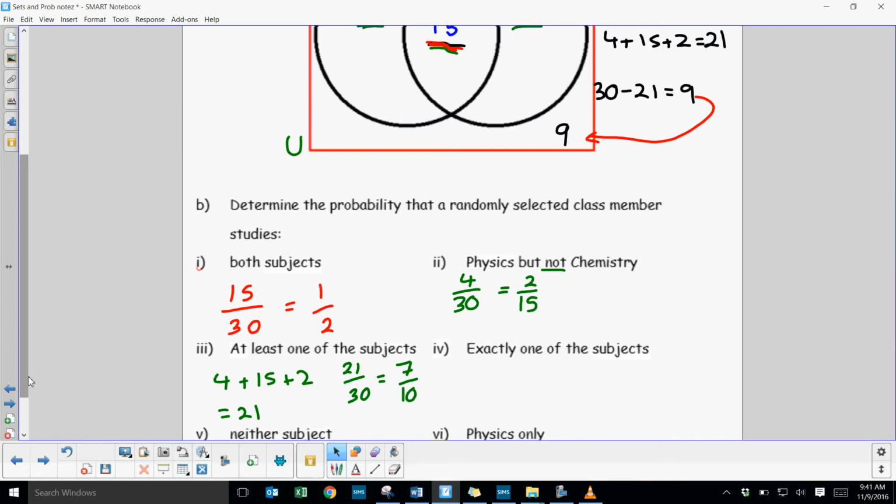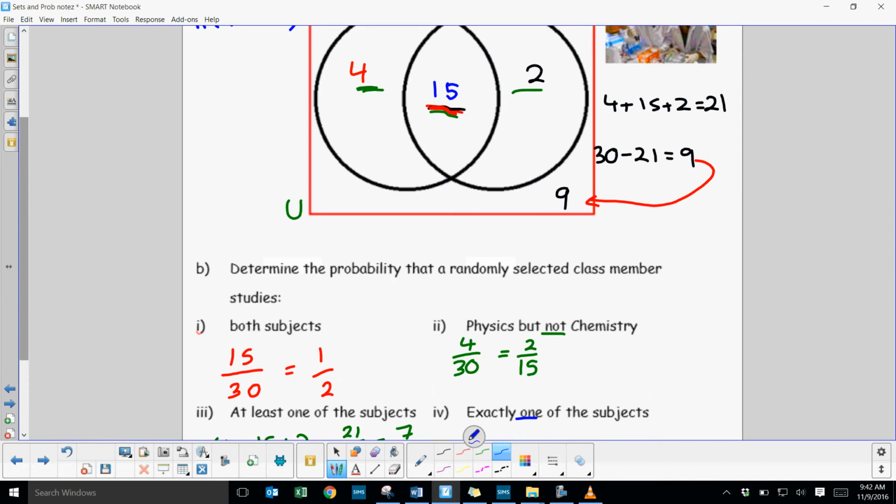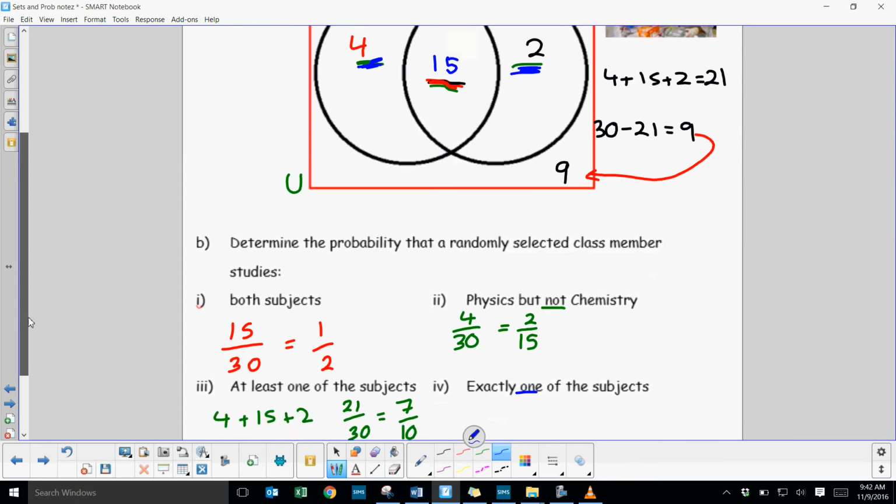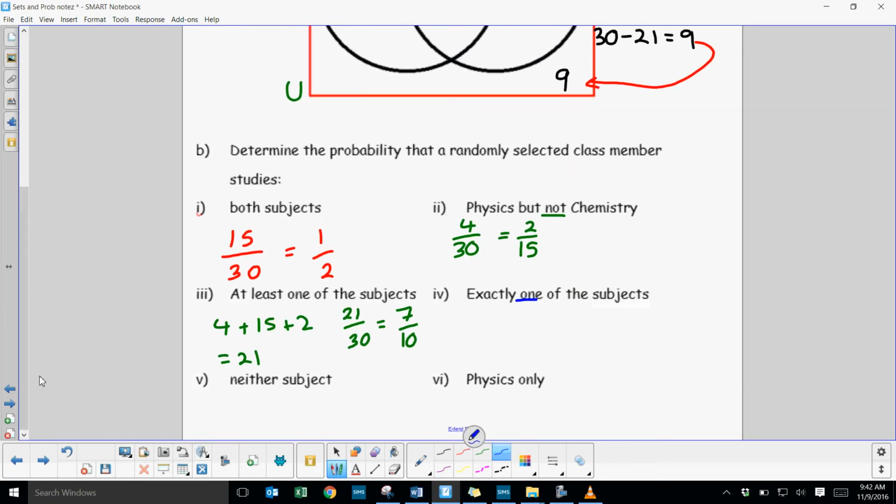Exactly one of the subjects. So exactly one of the subjects, it's referring to either the 4 or the 2, like the little crescents. So it can't be both, so you can't include the 15. So just add 4 and 2, because that's how many study exactly one of the subjects. So 4 plus 2 is 6. So the probability is 6 over 30. And the top and bottom divides by 6, so that becomes 1/5. And you simplify that probability.